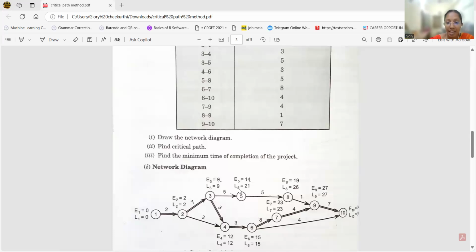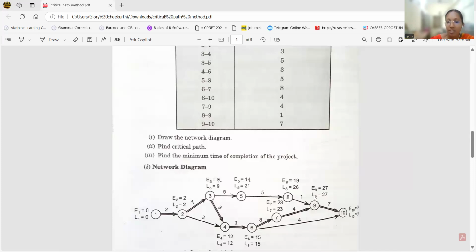Next, node 7. Node 7 is also coming from node 6. E6 means 15, and 15 plus 8, 23. So E7 equals 23. Next, E8: E5 is 14, and 14 plus 5, 19. So next, E9. E9 is coming from the completion of two nodes. 19 plus 1, 20. And this one is 23 plus 4, 27, which has the maximum value.